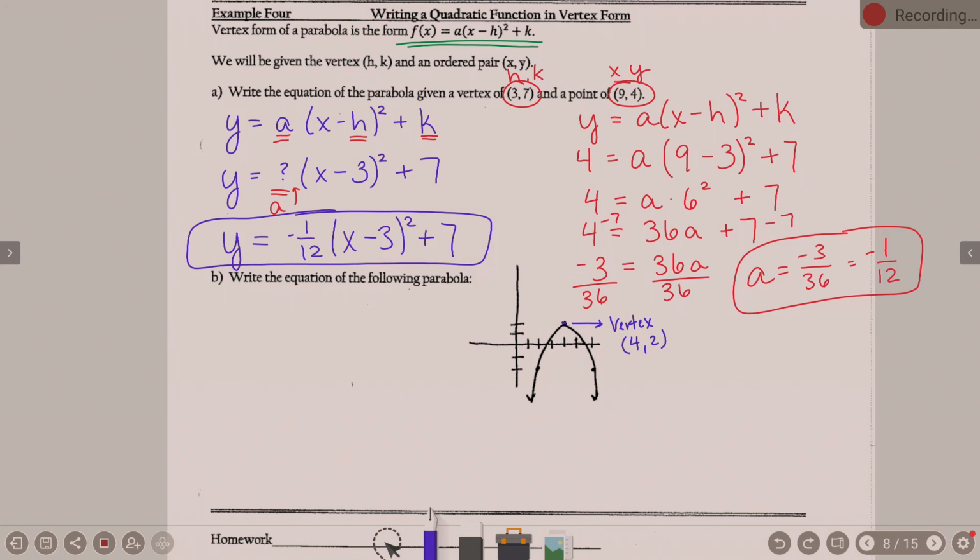So they gave me a vertex. That is my H and K. They also gave me another point. Now, they actually gave me 2 points. Do you have to use both? No, pick one. If we use this one right here, there's the negative 2, 2. And those are x and y values. Could you now do this problem just like A? Yes.